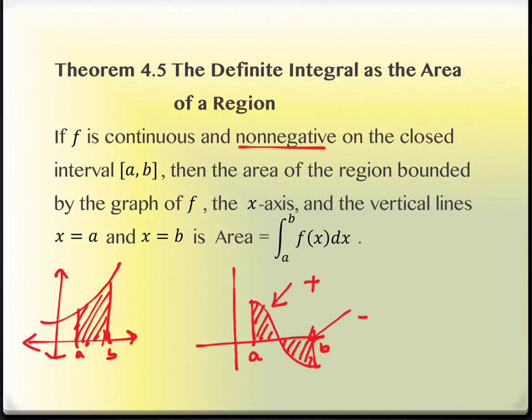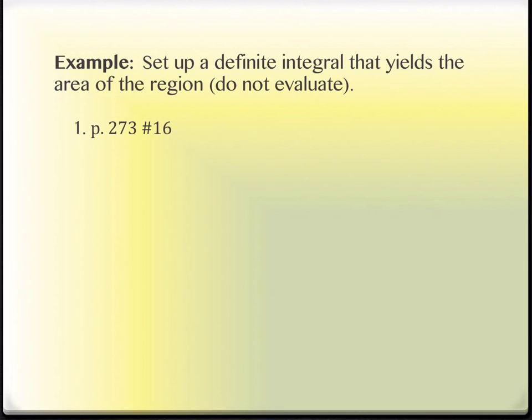All right, we have time for one example because it's really fast, and then we'll pause. This says to set up the definite integral that yields the area of the region, do not evaluate. And this is on page 273. It actually has a graph for you. I'll draw the graph in here in a minute. But the function is f of x equals x squared. And the graph that it draws on that particular page looks like this.